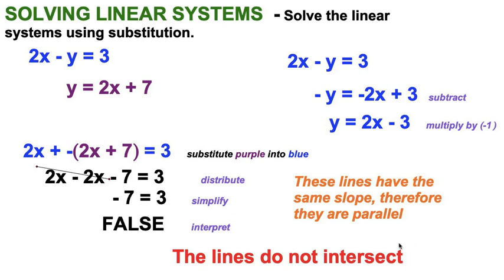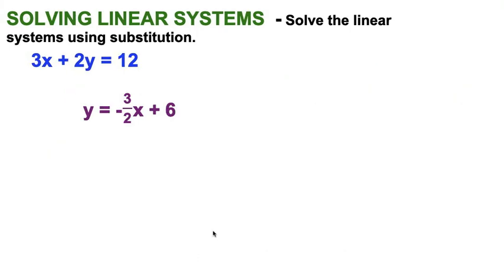Okay. Well, how's that for a neat counterexample? Anybody see that one coming? All right. Let's try another one that's not in the book. I made this one up too. Now again, I've got the purple equation. Looks like I'm going to substitute that into the blue because I've got slope-intercept and I've got standard form.